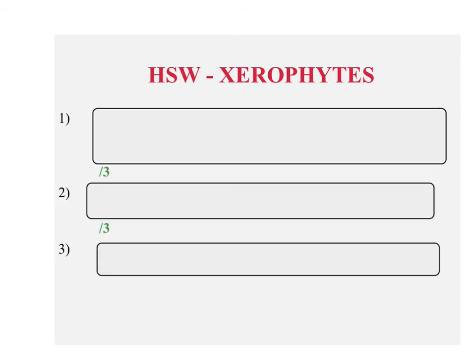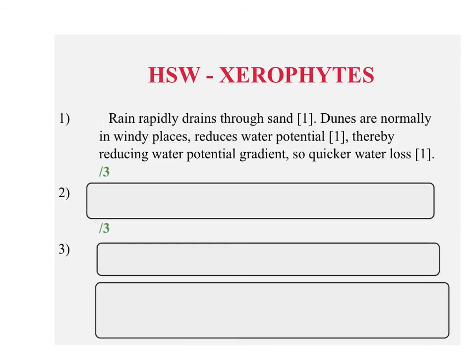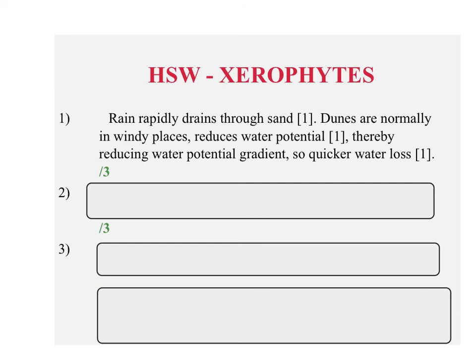Alright, answers wise. Question 1 is here. So rain rapidly drains through the sand for 1 mark. Dunes are normally in windy places, so reduce the water potential in a 2nd mark, and thereby reducing the water potential gradient, so there's quicker water loss for the 3rd mark. Each one of those points that's got square brackets with a 1 next to it is a mark. If you didn't get any of them right, correct your answers.